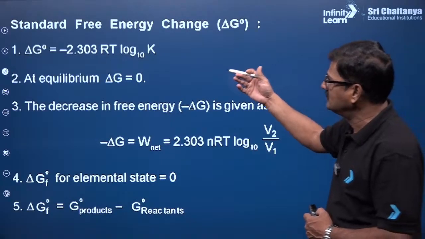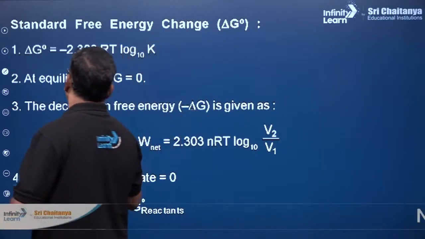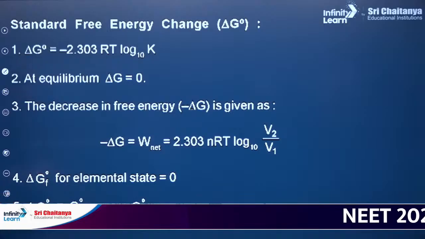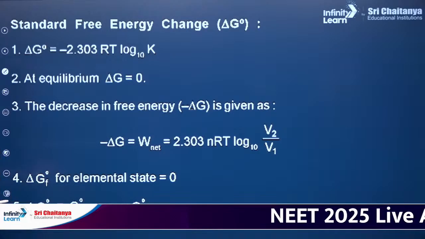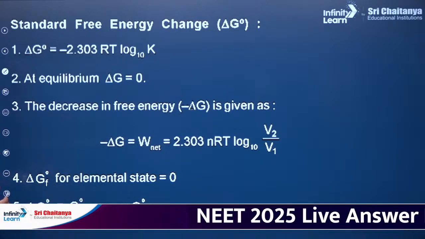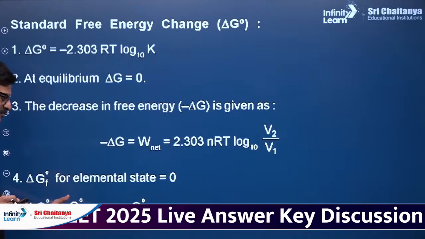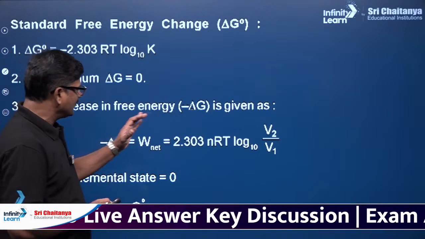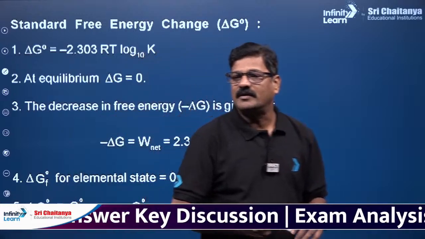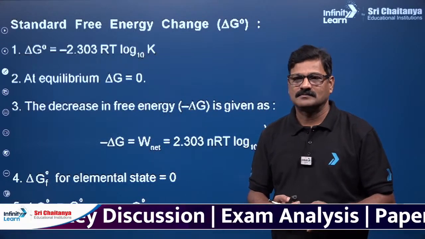So this is about delta G naught is equal to minus 2.303 RT log K. Okay, and at equilibrium, delta G is equal to 0, and delta G is equal to products minus reactants. So everything is indicated here. Okay, any doubt?